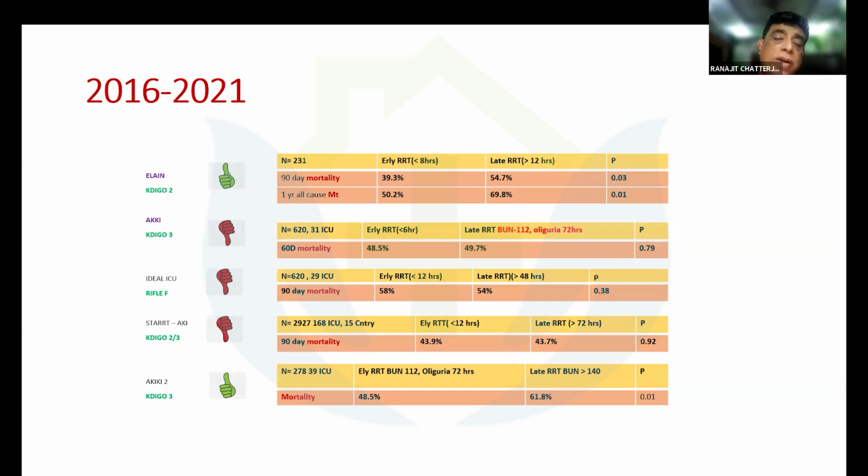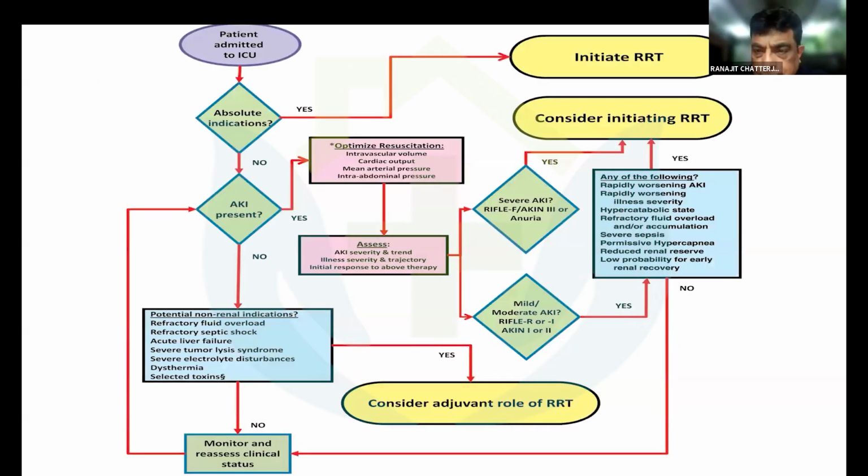But if you see the overall mortality in AKIKI, IDEAL-ICU or STARRT-AKI, they all are hovering around 45-48%. But here in the ELAIN trial, it was 39%. So maybe an early start in a severe AKI stage might be beneficial. So this is basically when to start.